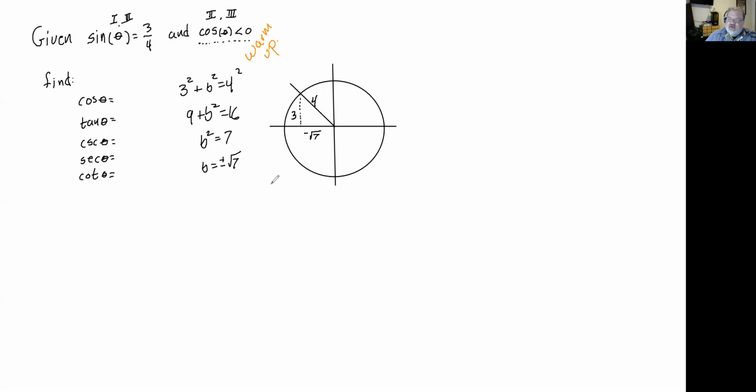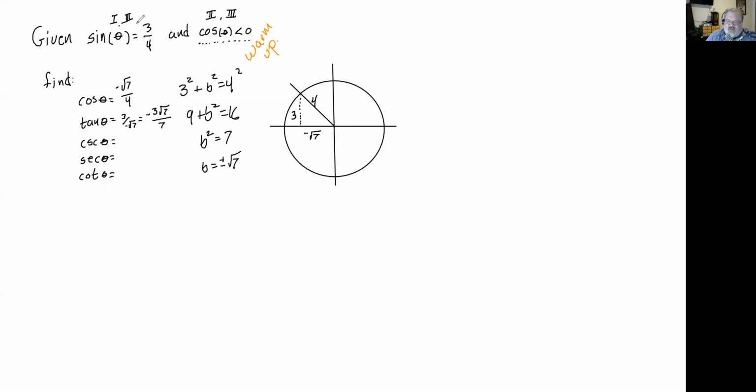Okay. So then if we want to know any of these values, we have all the pieces. So cosine is going to be that negative square root of 7, the x over r, or if you want to consider the reference triangle, the adjacent over hypotenuse. Tangent is going to be the y over x, so we are going to have to rationalize that. So negative 3 square root of 7 over 7.